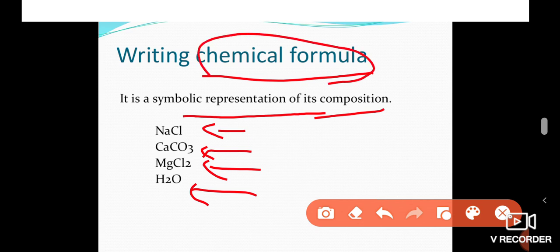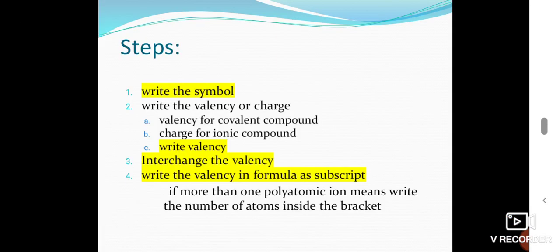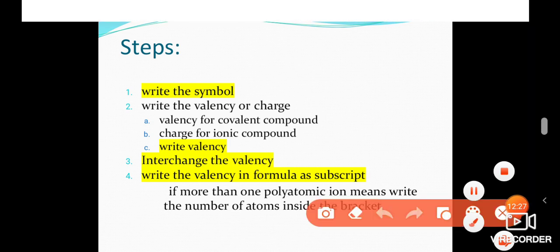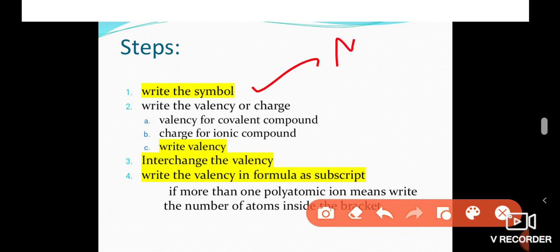Let us see how to write the chemical formula. There are 4 steps. First one, write the symbol. In the chemical formula, write the symbol of the element involved. For example, sodium chloride is one of the chemical compounds. First, we have to write the symbol. What are the elements involved? Sodium and chlorine. So, write the symbols as the first step.